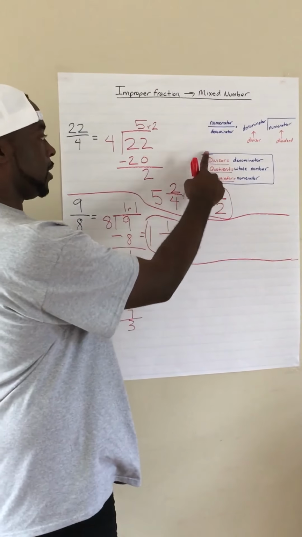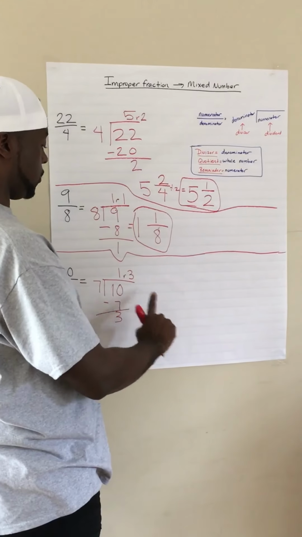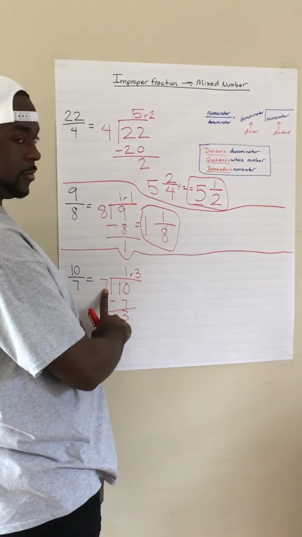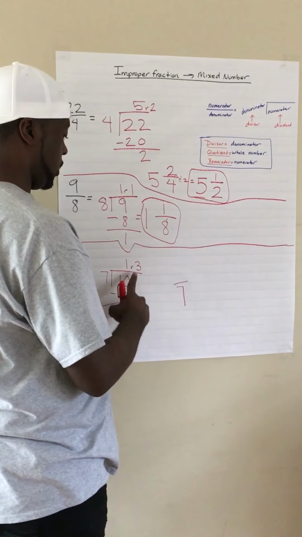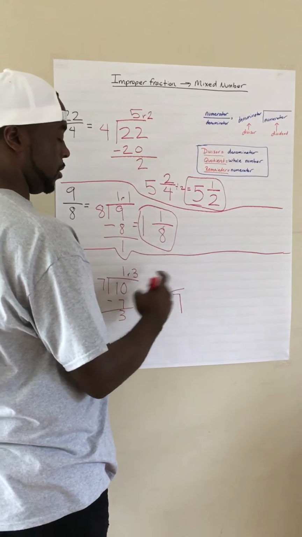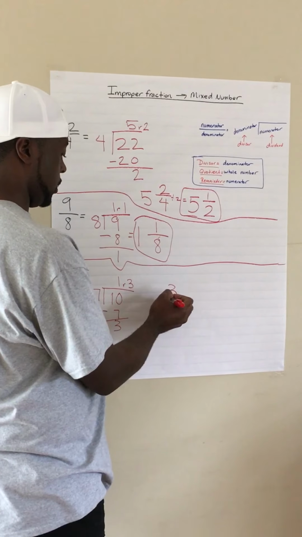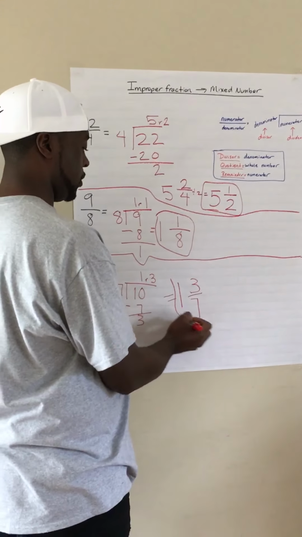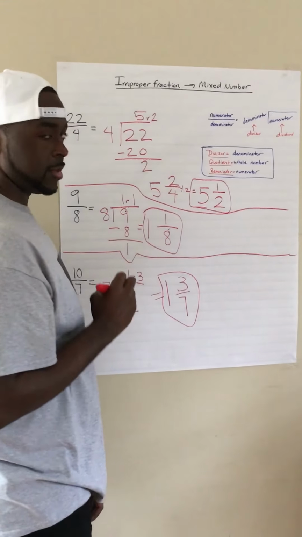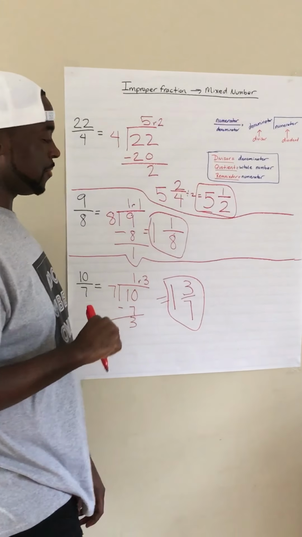So again, we're going to take this information and make our mixed number. So our divisor, which is 7, will be our denominator. Our numerator will be 3, which is our remainder. And then our quotient, 1, will be our whole number. So you should have got 1 and 3/7. If you got that, you're on it.